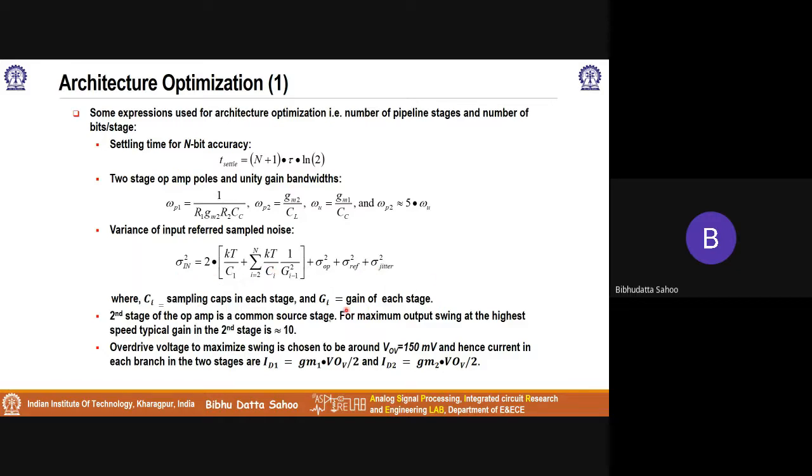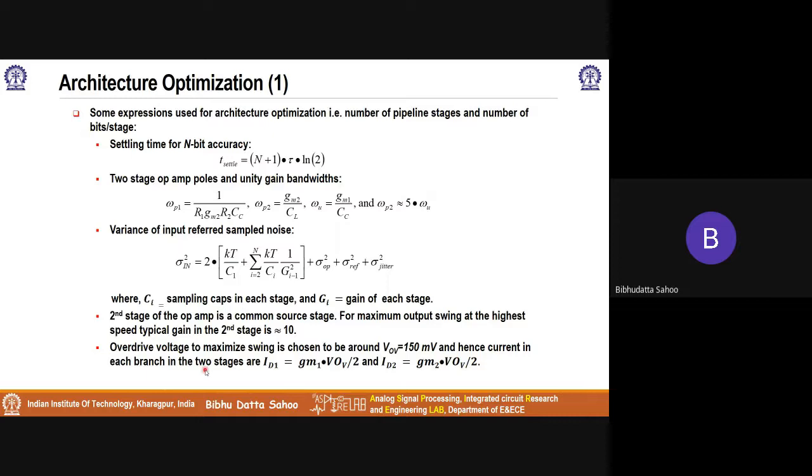Typically we go for a second stage op-amp which is a common source stage, and we have seen that in 65 nanometer and below, the intrinsic gain gm by gds is roughly equal to 10. So for maximum output swing at the highest speed, the typical gain in the second stage is 10. We can do it with just a common source stage with an intrinsic gain of 10. The overdrive voltage to maximize swing is chosen to be around 150 millivolts. Overdrive voltage is VGS minus V threshold in long channel devices. It will be slightly different in the case of short channel devices.